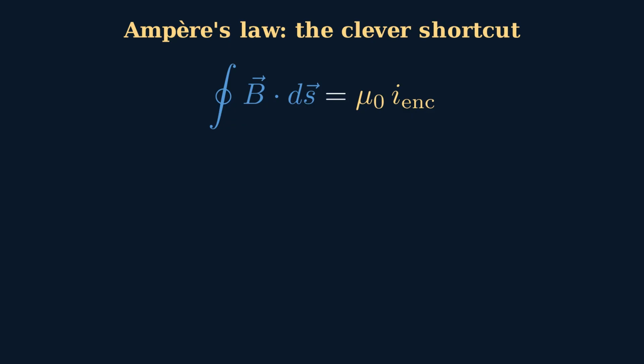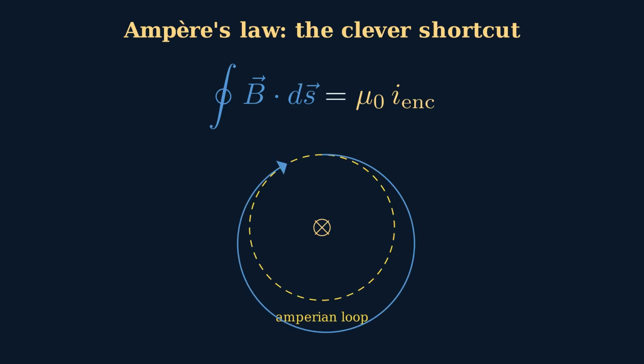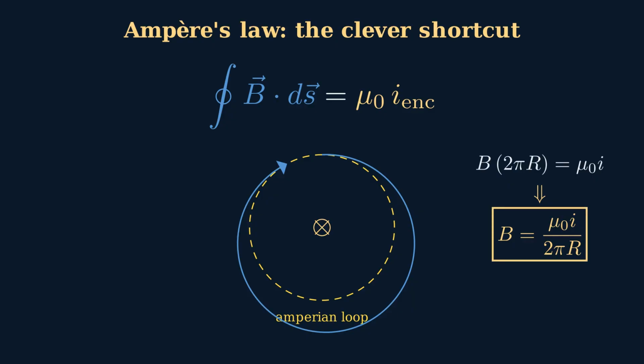Take the straight wire again. Choose a circular loop centered on it. By symmetry, the field has the same strength all the way around and points neatly along the loop at every step. So the integral is just B times the circumference. Set that equal to mu naught I, solve, and out drops the wire's field again with no integral at all. Same physics as Biot-Savart, packaged for symmetry.